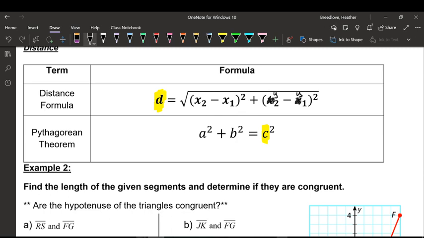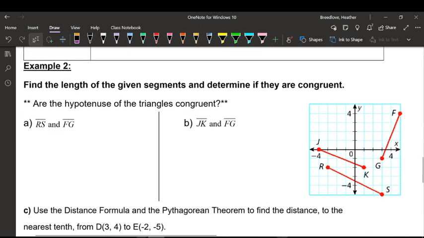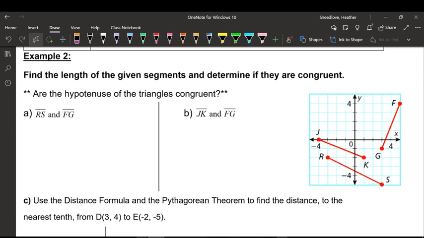It doesn't matter if you're solving for D using the distance formula or solving for C using the Pythagorean theorem. You get the same. So find the length of each given segment and determine if they are congruent. That's the question. You have an XY coordinate with some lines on it. So first we're going to find the distance of RS. So over here, here's R and S. So I'm going to do the math for RS.